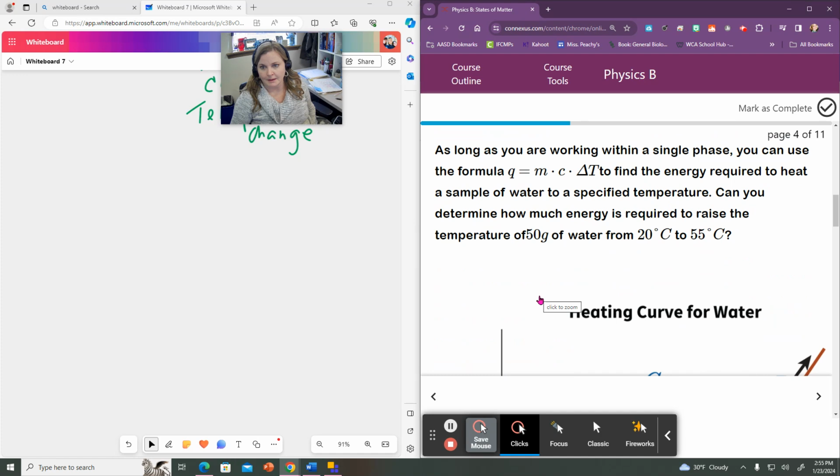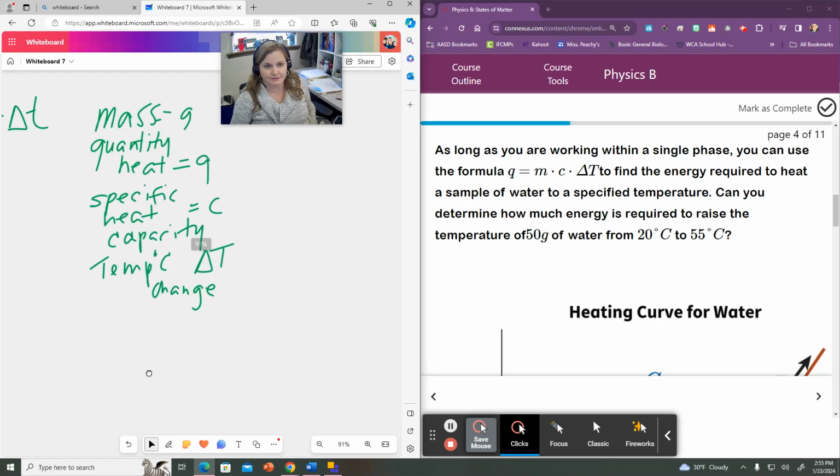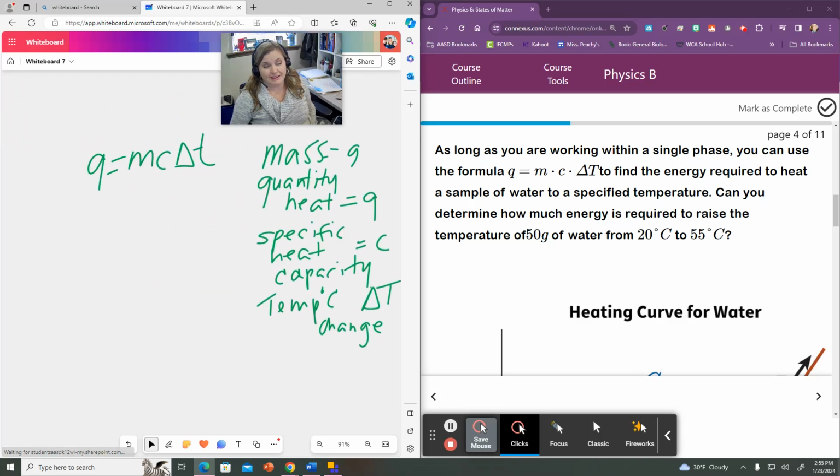Okay. It says as long as you're working within a single phase, you can use the formula mc delta T. And then it gives you a question. Can you determine the amount of energy required to raise the temperature of 50 grams of water from 20 degrees Celsius to 55 degrees Celsius? So let's look at that. That should be relatively simple because a lot of these are just, what I would call plug and play math, where the formula is given to you and you just plug in the numbers.